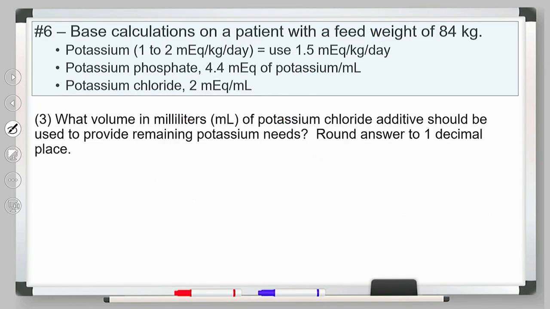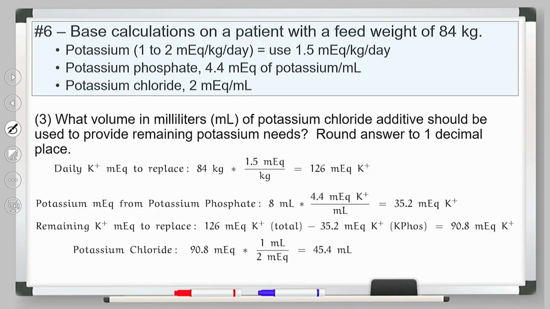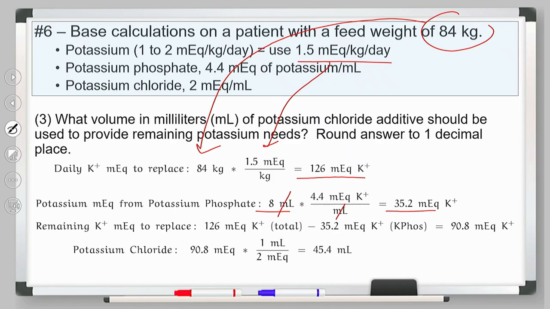All right, how much potassium chloride do I need? Oh, there's a little bit of a trick here. So let's start with the potassium. I need 1.5 milliequivalents per kilogram per day. The feed weight is 84, so I need a total of 126. But I just solved for 8 milliliters of potassium phosphate to provide the phosphate. But it has a concentration of 4.4 milliequivalents per mL of potassium. So 8 times that tells me how much potassium I will already be providing.